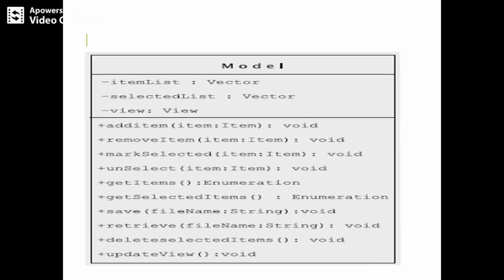Get selected items, again an enumeration. Save, with the file name as a string, return type void. Retrieve, with the file name, again a string, and return type void. Delete selected items, again return type void. Update view, which would be void.